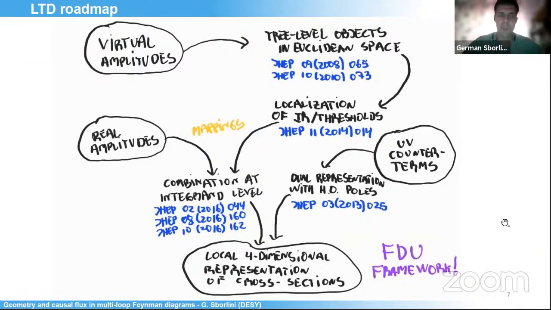So by using this formalism inspired in the loop tree duality, we managed to obtain a local four-dimensional representation of cross-sections. And this is something very important. Local means that we cancel the singularities before performing the integration, not after, before. So we can drop the epsilon and write everything in 4 dimensions. This is extremely important because it allows us to perform numerical integrations without having to take care of these singularities, this regularization. Everything is going to cancel while we are doing the numerical integration.